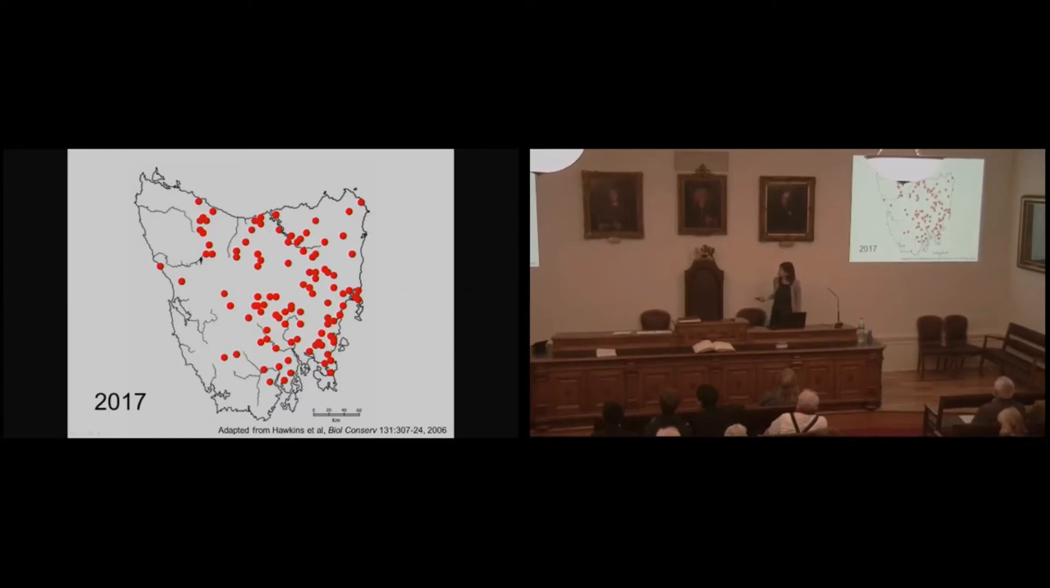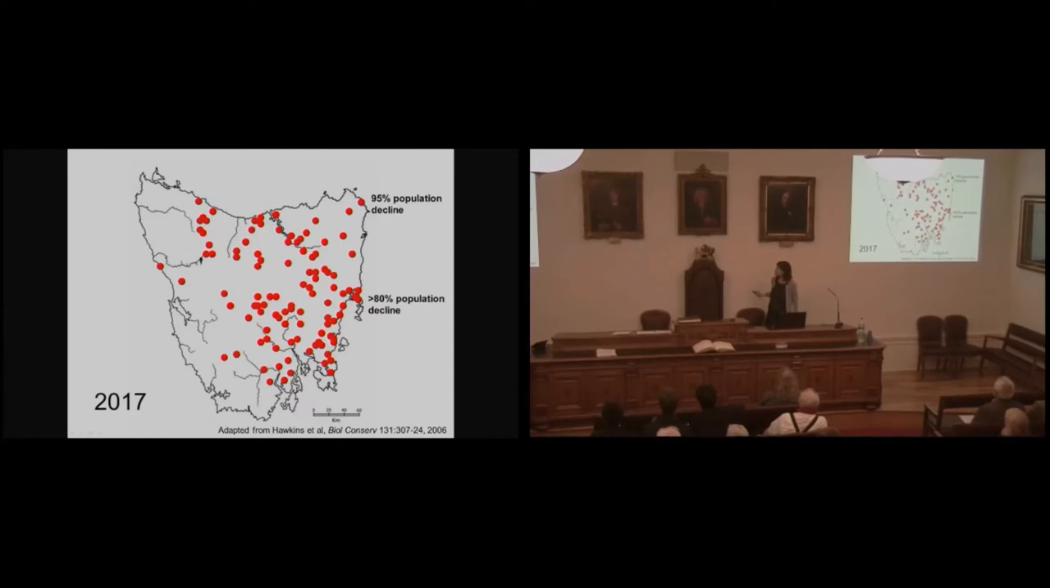And now in 2017, the current state of affairs is that the disease has spread through almost all of Tasmania. The only area that is confirmed to be disease-free is this corner of Tasmania up here in the northwest. But the disease is moving up there at a steady pace, and there's concern that the disease will probably reach there in the next few years.